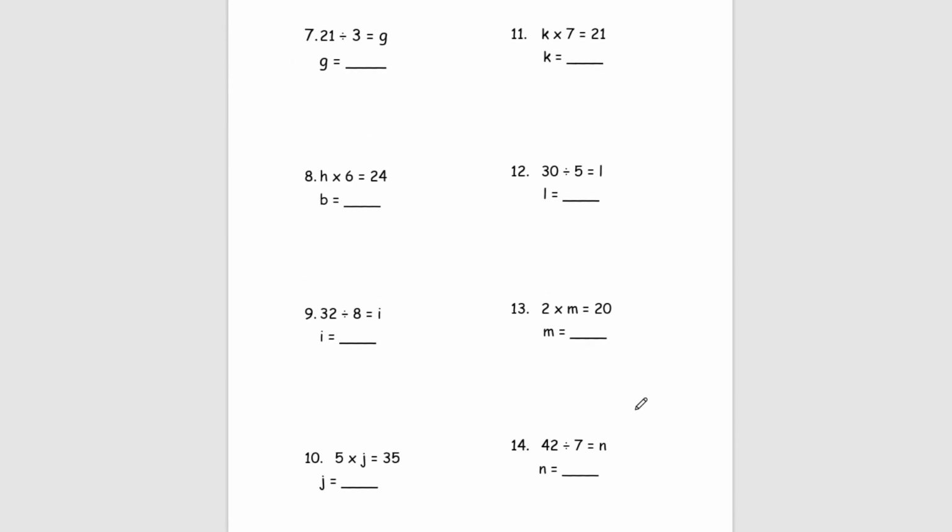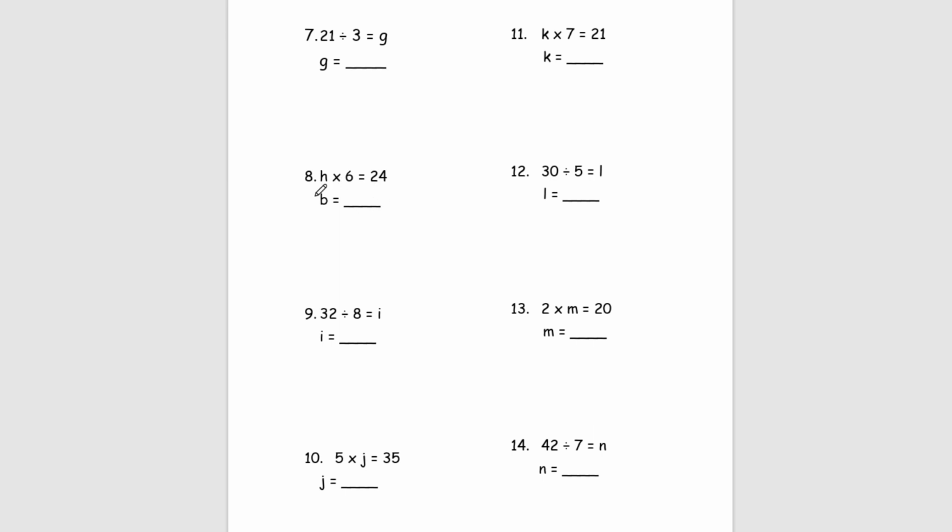Continuing to the next page, looks like we're going to do the same thing again. So I'm going to avoid these ones and try to do the different ones. Looking at number 8, we have h times 6 equals 24. Some is a typo, I assume, and this is supposed to be h equals blank. So this one's asking us what times 6 equals 24.